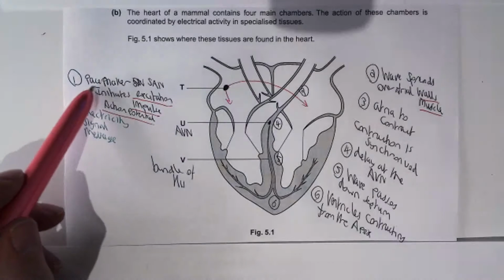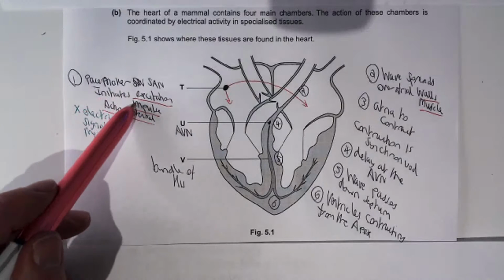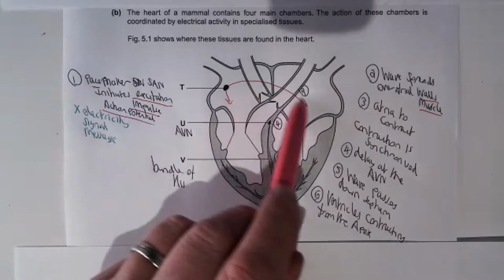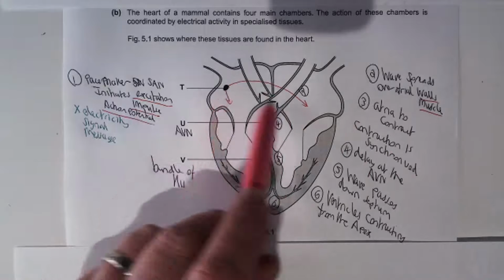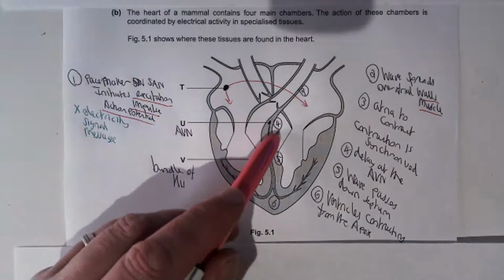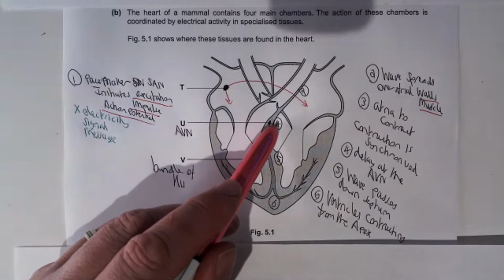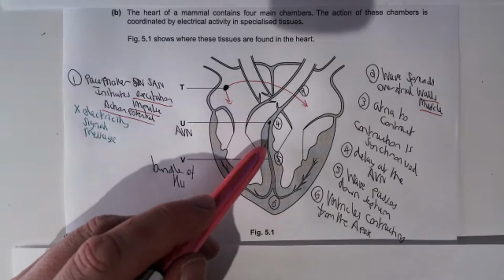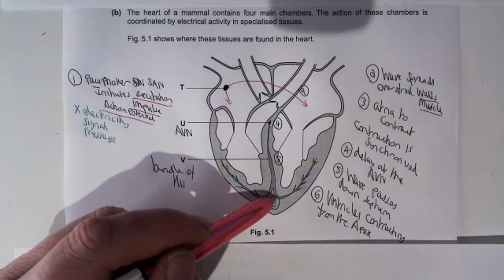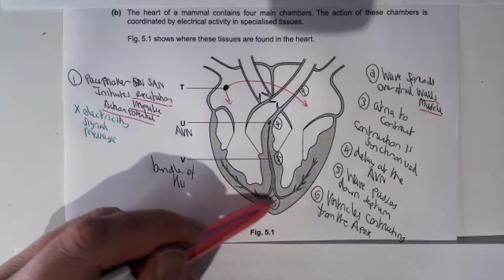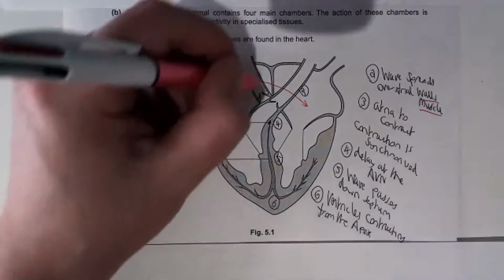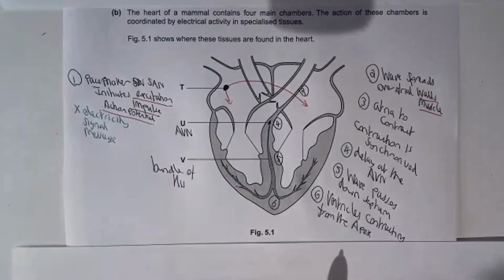Number 1, the pacemaker initiates the excitation or electrical impulse or action potential. The wave of excitation spreads over the atrial muscle walls, causes the atria to contract, and that contraction is synchronized. There's a delay at the AVN. The wave of excitation then passes down the septum via the Purkinje fibers or bundle of His to the apex of the heart, and that causes the muscle walls of the ventricles to contract from the bottom upwards, forcing the blood up and out of the heart.